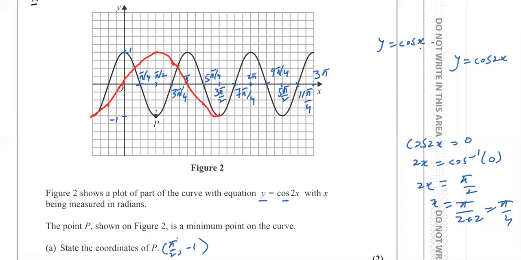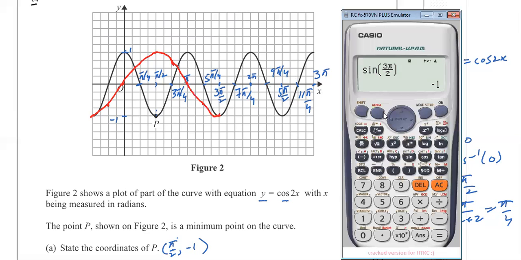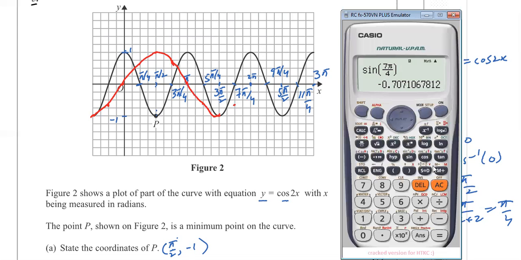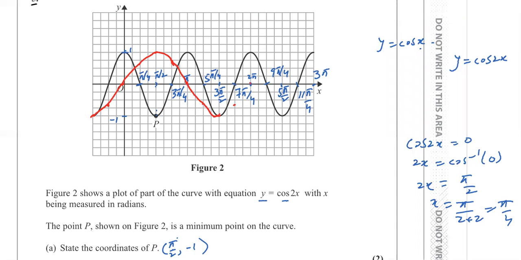Until this one is here. Then next one is 7 pi by 4. If I will try to take for 7 pi by 4, this value is going to be negative 0.707. So almost you can say here. And then for 2 pi, you know very well that sine 2 pi will be 0. So it's going to be 0 here.